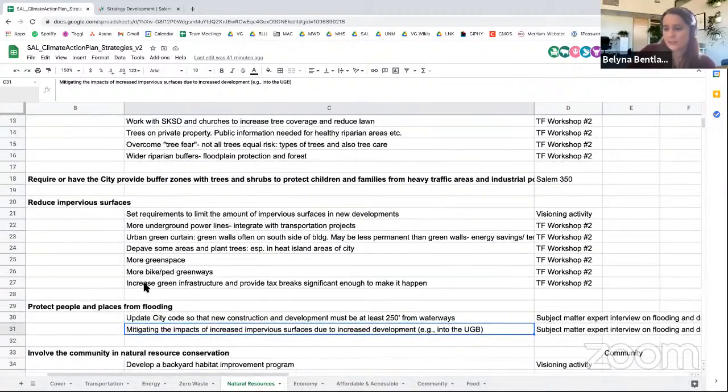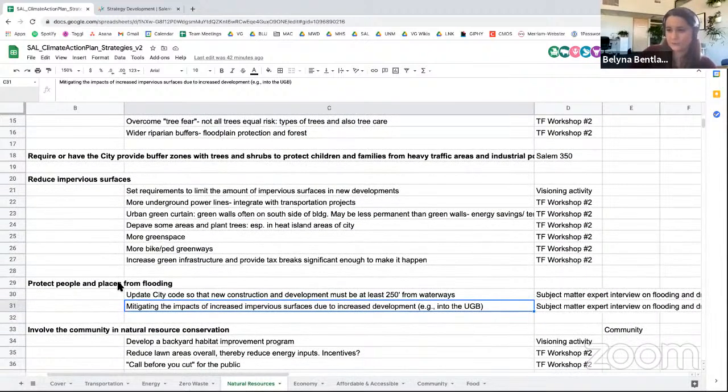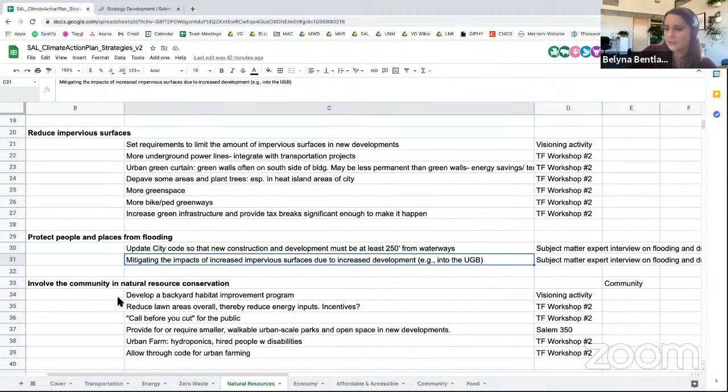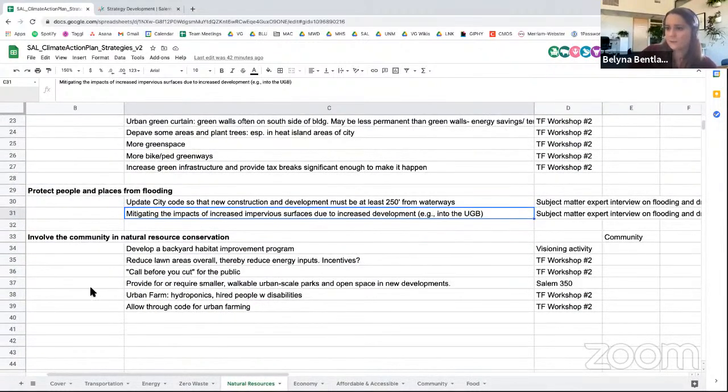Going down to reducing flooding impacts, we'll connect those impervious surfaces, reducing impervious surfaces and protecting people from flooding. So we know that flooding is going to continue in Salem, might very likely continue in areas that aren't in the clearly identified historical floodplains as well. So making sure that we have permeable pavements and other green infrastructure that can help prevent flooding and runoff. So making sure that we are not getting chemicals and materials in the wastewater treatment center that we don't want in there. And then also involving the community in natural resource conservation.